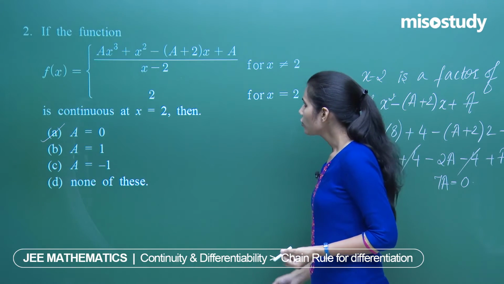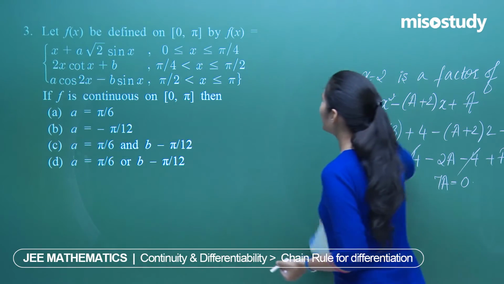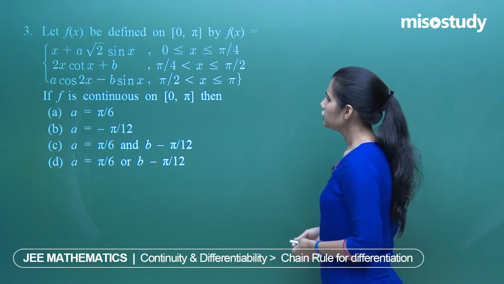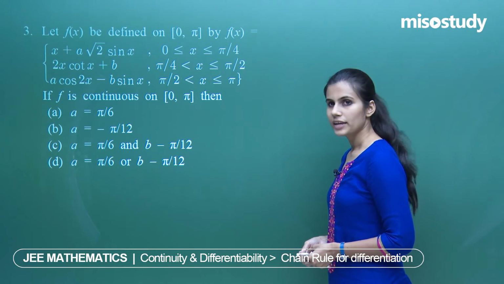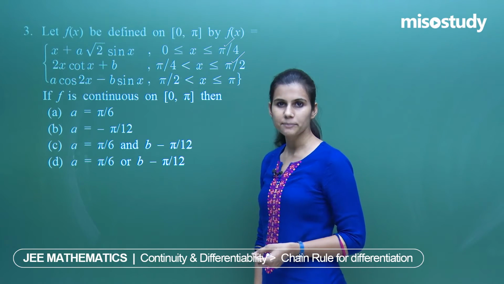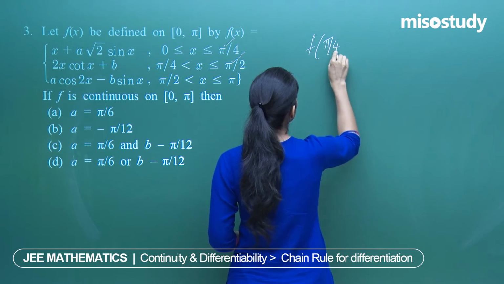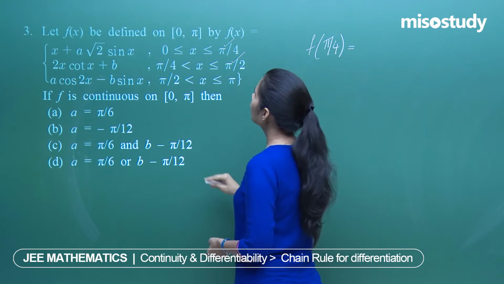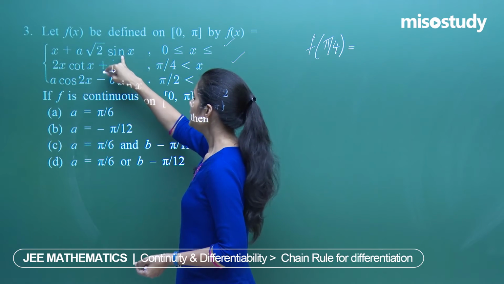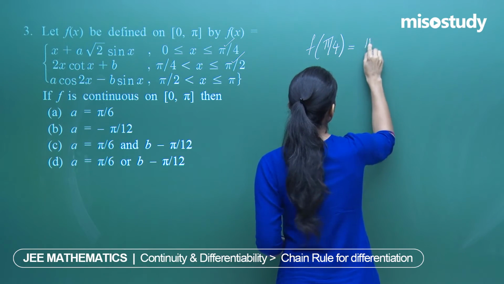Fine. Looking at the next question, we have f(x) defined on 0 to π by this particular branch function definition. If f is continuous on 0 to π, then what is the value of a and b? Obviously, we are to check the function's behavior at these breaking points, which is π/4 and π/2. If I talk about f(π/4), it is actually equal to π/4 + a·√2·sin(π/4). Sin π/4 is 1/√2, √2 cancels, you are left with π/4 + a.